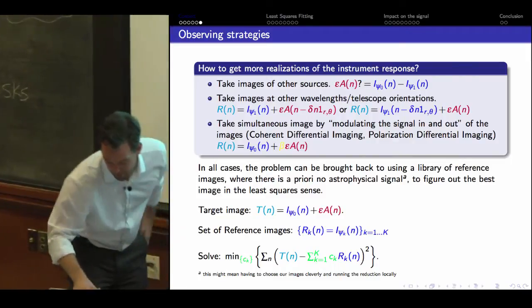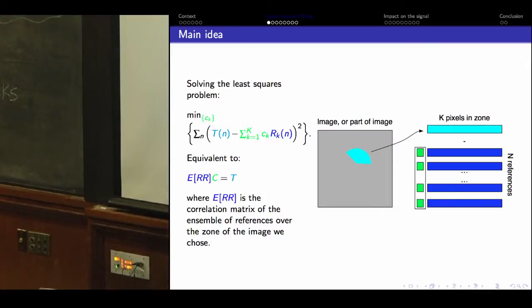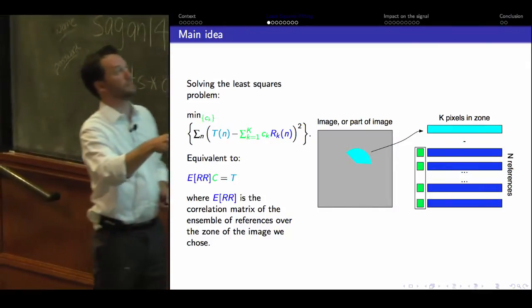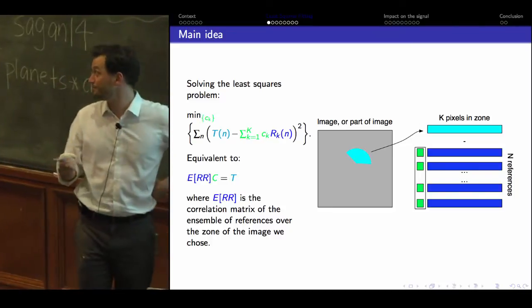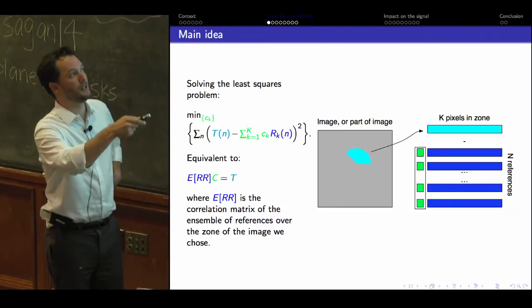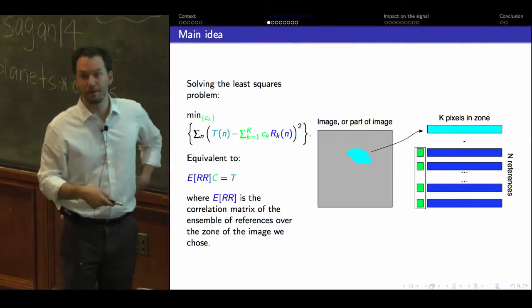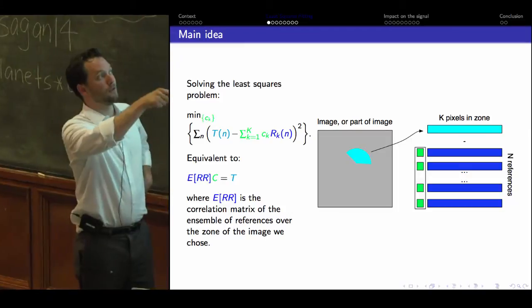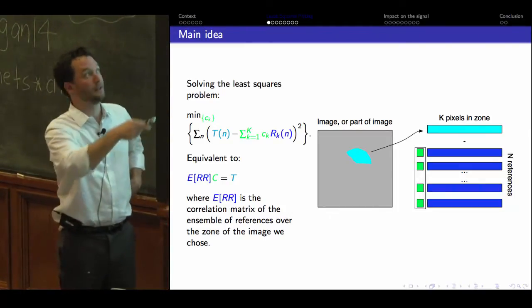So that's the least squares problem. Let me try this. How do you go about it? You can kind of draw a cartoon. You take a piece of your image that works well with the observation strategy that you've chosen, and that's your target image, with k pixels. You take the same part of the image in all your references, and you're trying to find the right coefficients. You're subtracting those two, and you're trying to minimize this in the least squares sense by integrating over the pixels here.